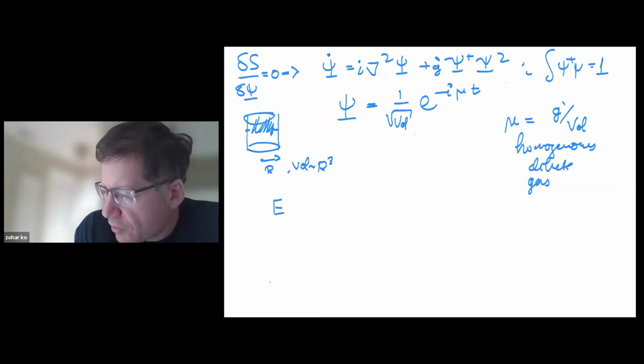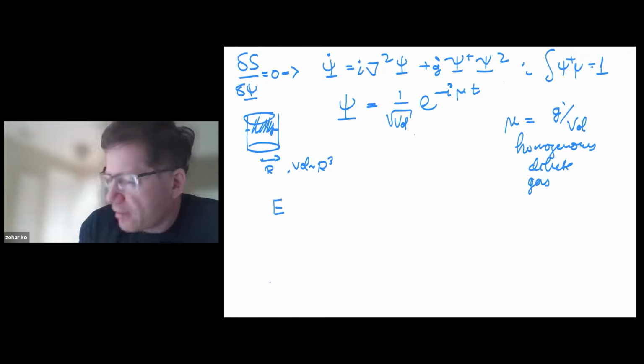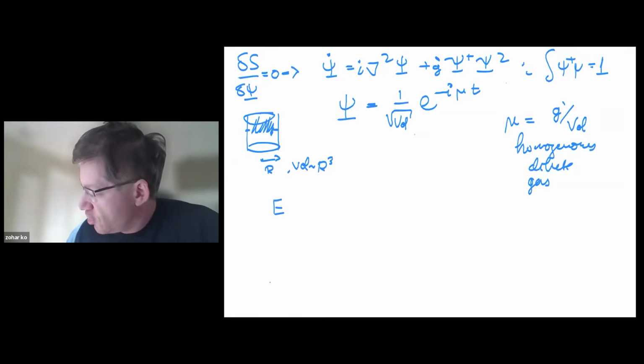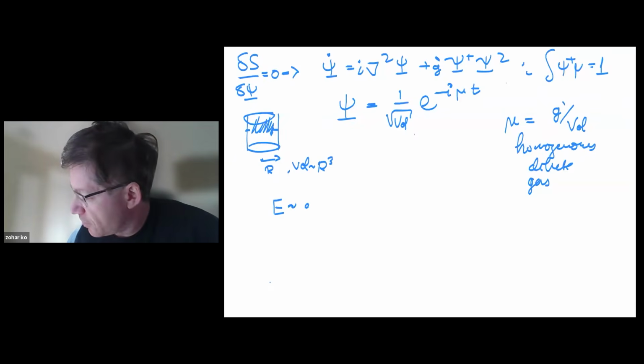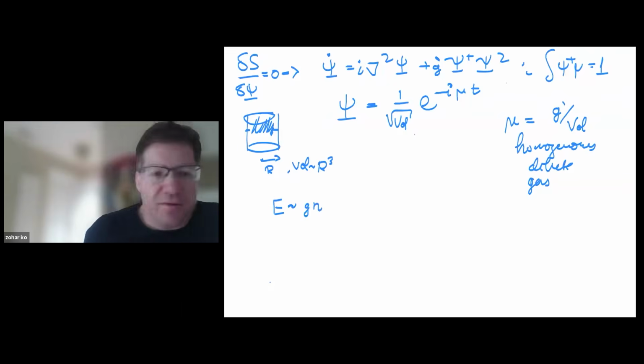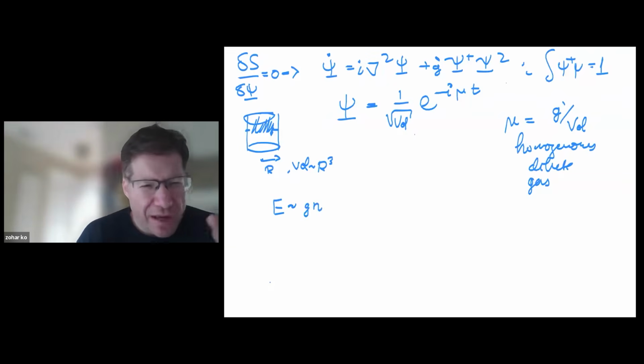If you do this, you will find that the energy goes like Gn, up to some prefactors that you can fix in your free time. So the energy goes like the original scattering range. G is basically, up to h bars, the original scattering length, times the density. That's a formula for the energy. Actually, this is trivial.